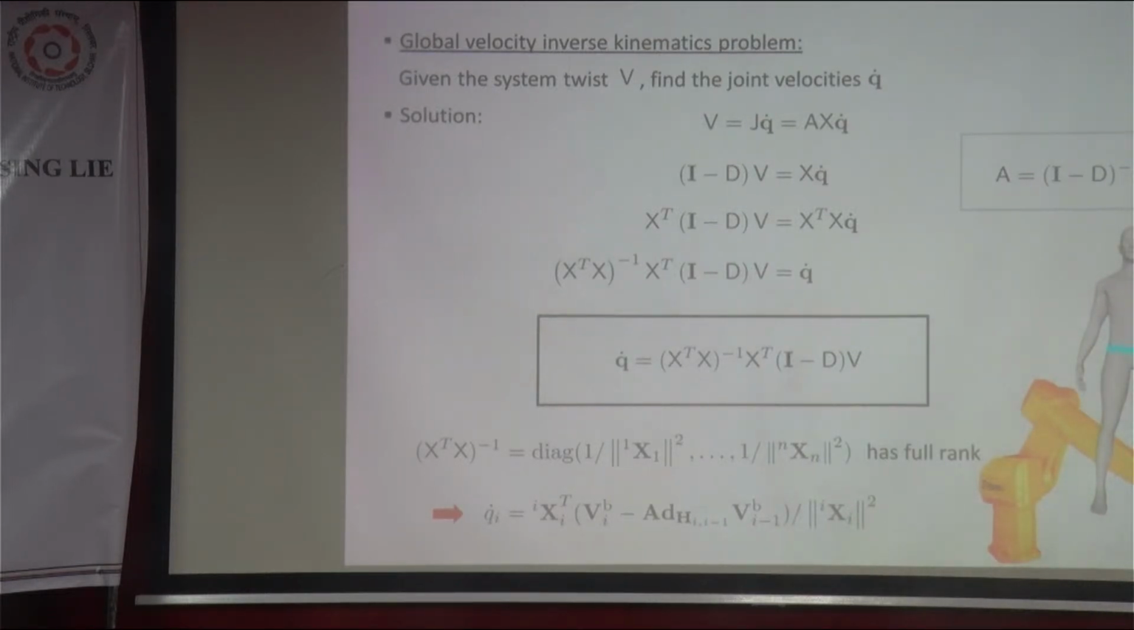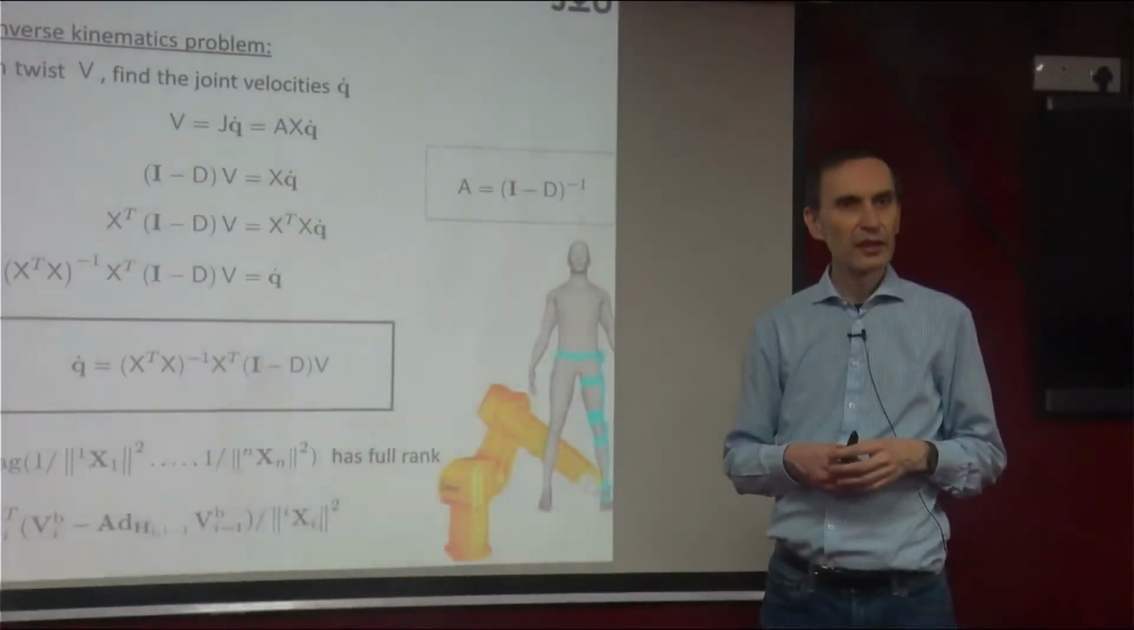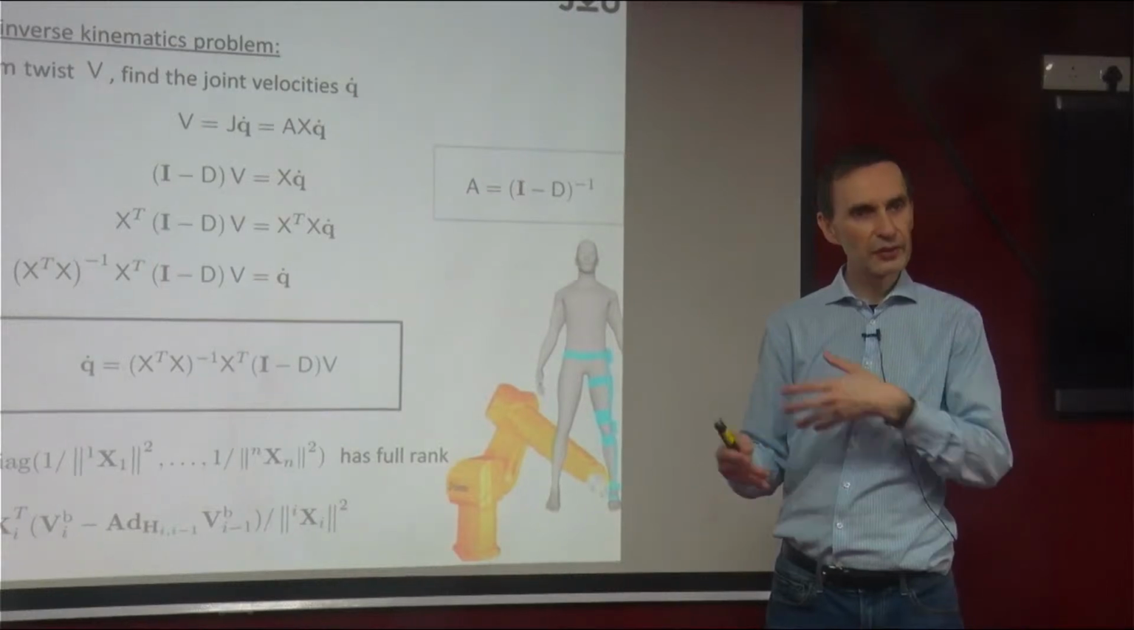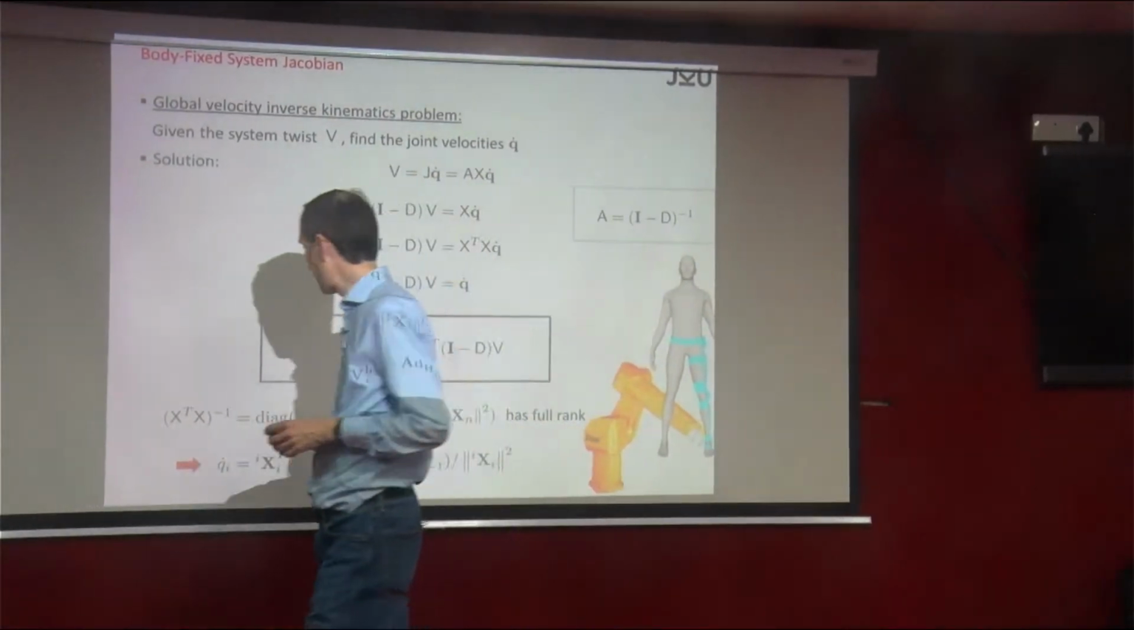One application is, for example, when you have a 3D motion capture system, where this comes from an optical motion capture system. Or if you are given, for example, IMUs, inertial measurement units, you might be able to take the IMU measurements to get the velocity of the individual links of the system.